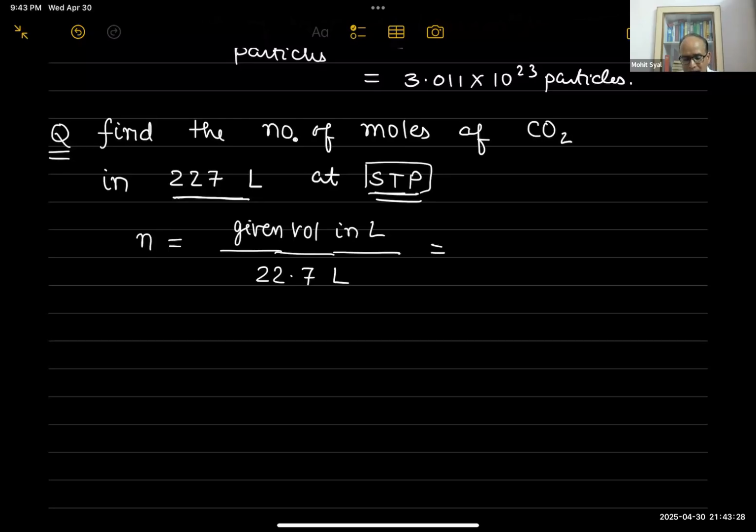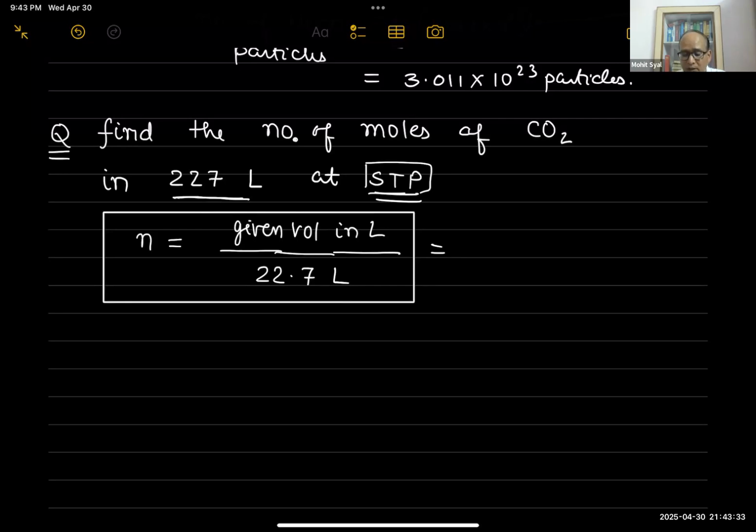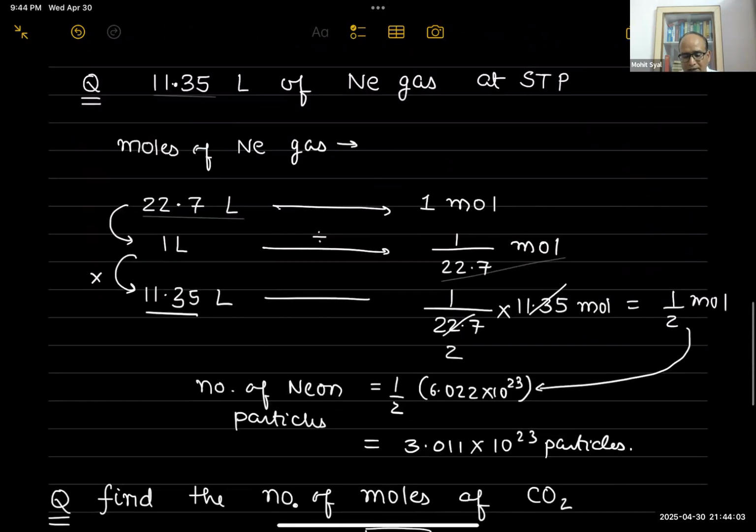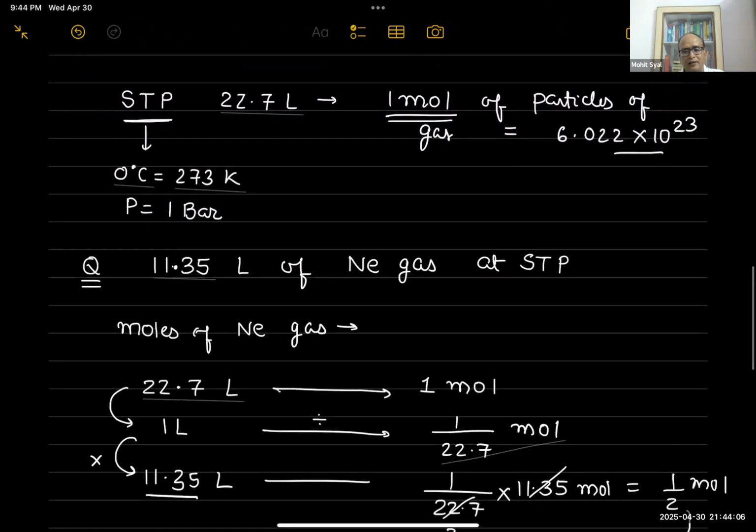Or if you don't want to think in that way, you can remember this formula for gases only, but do write it. Number of moles of gases will be given volume in liters, given volume is 227, divided by volume of 1 mole. So it is going to be 10 times. So 10 moles I have taken. Clear? Yes, sir. Is Avogadro's law of gases clear to you? Different gases, yes, sir.